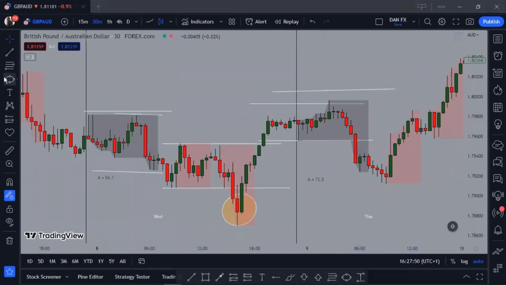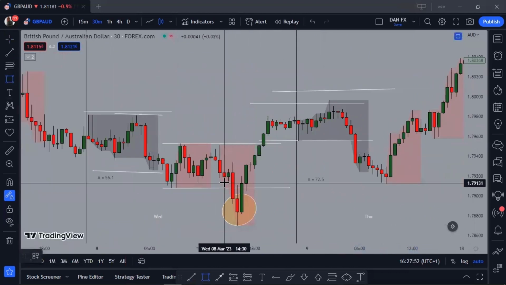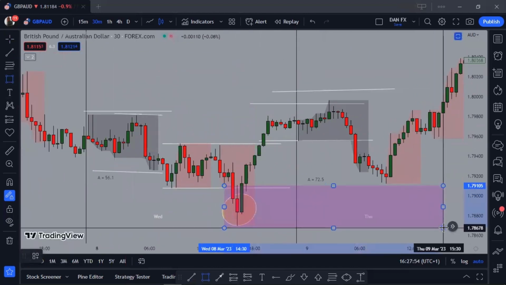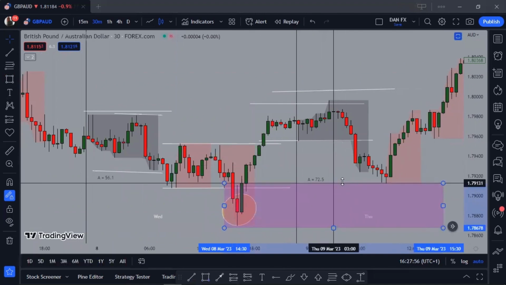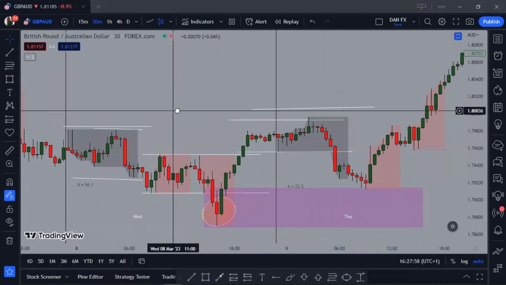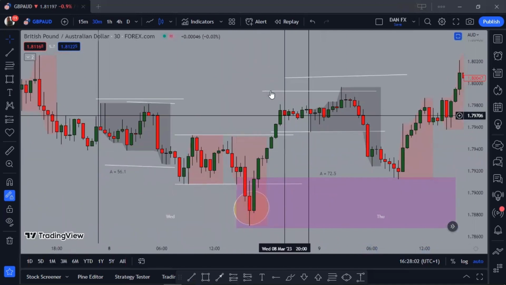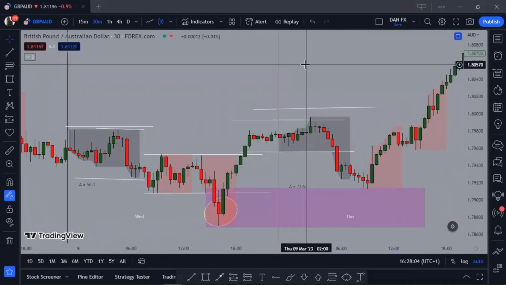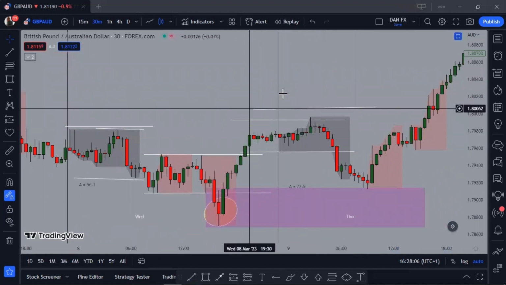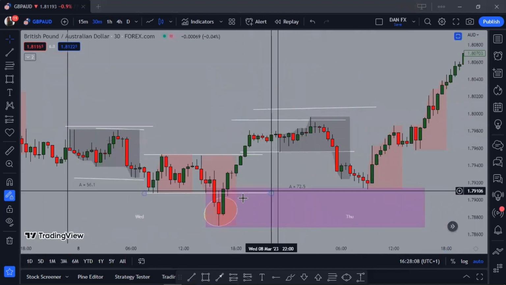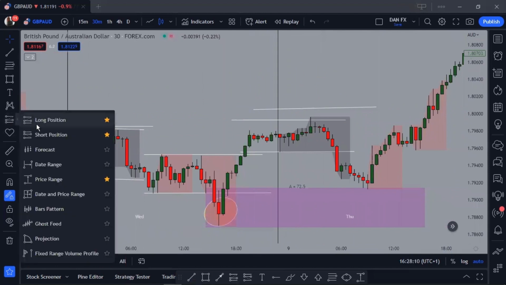Now, at the same time, they didn't come back to this. They didn't come back to this structure here, right? So they didn't come back to the structure that same day because this happened in New York session. So they went up and then came back the next session. So now we can see they consolidated, created liquidity, and then they came back to this order block.